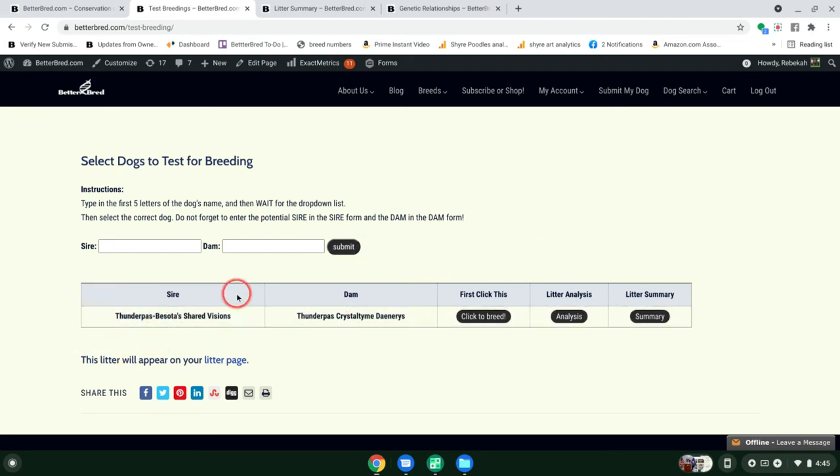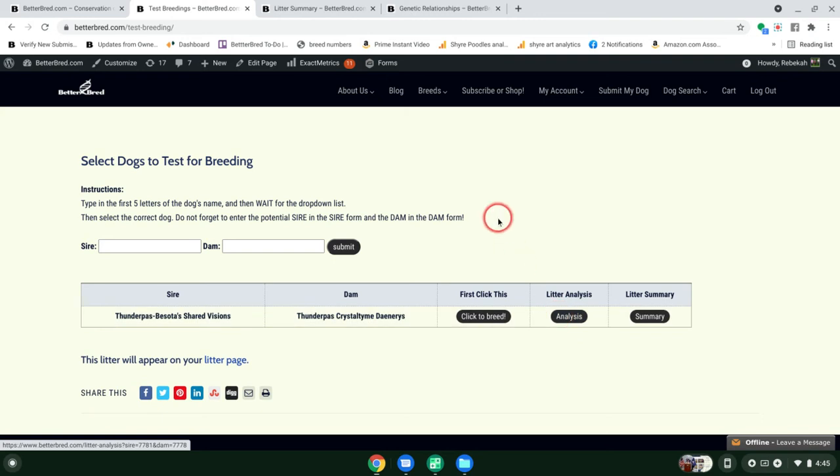Okay, so here we can see this is another way to breed 2 dogs. If you know for sure you're interested in breeding 2 dogs together and you have a premium membership, you would just go to the test breeding, click that, and then enter in the sire and dam, and then make sure you click push to breed. A lot of people forget that. And then once that says done, you can go to litter summary.